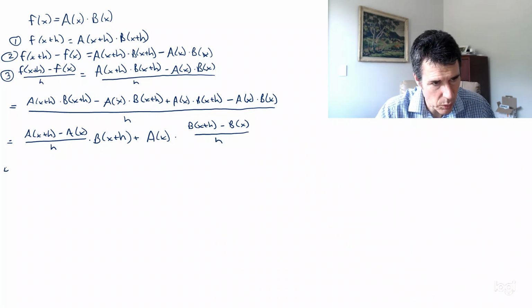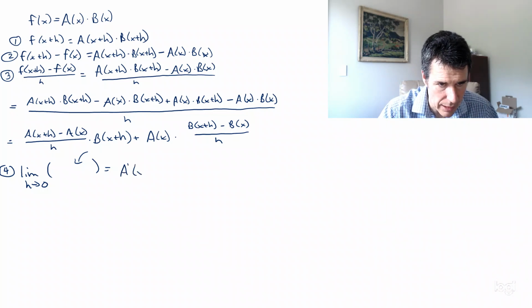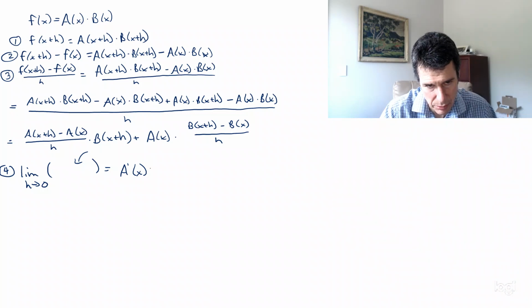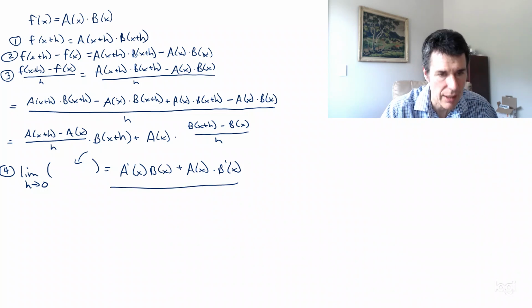And step 4, we're going to take the limit as h goes to 0 of our big mess, so this last line. And what do we get? Well, this limit is the derivative of a. This limit, the b of x plus h, as h goes to 0, just becomes b of x, plus the limit of a of x is just a of x. And as h goes to 0, the b of x plus h minus b of x over h turns into b prime of x. And so now we have shown our product rule.